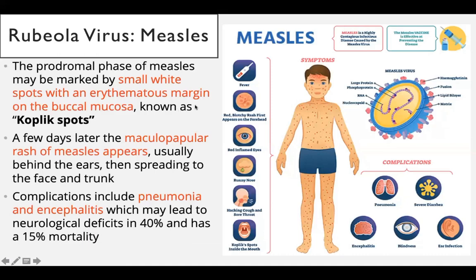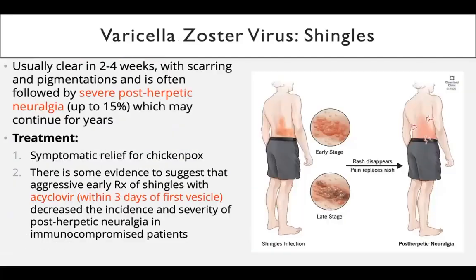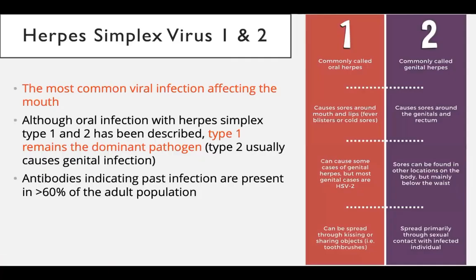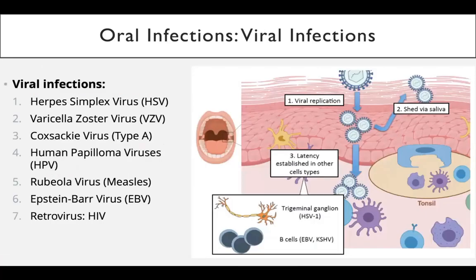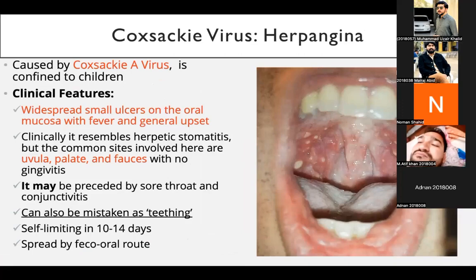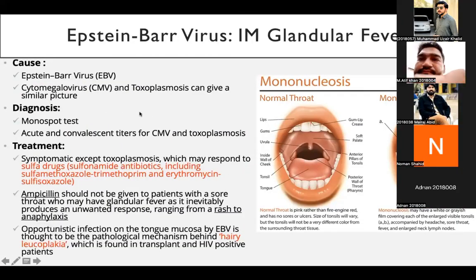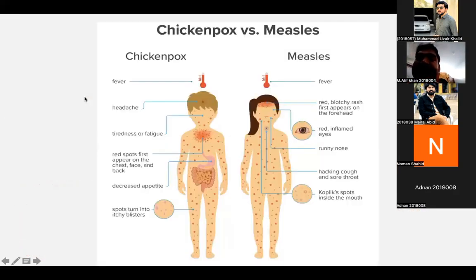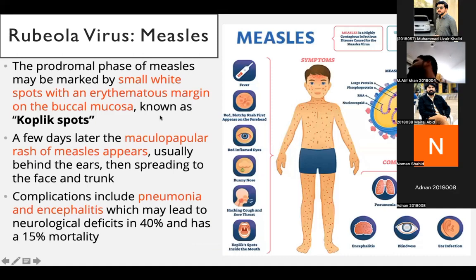Okay, then after HPV, after HSV, we studied which virus? So these were the viruses, right? HSV, VZV, Coxsackie, HPV, and now we go towards rubella, Epstein-Barr virus, and retrovirus. So the next virus after this is rubella, part of measles, mumps, and rubella.